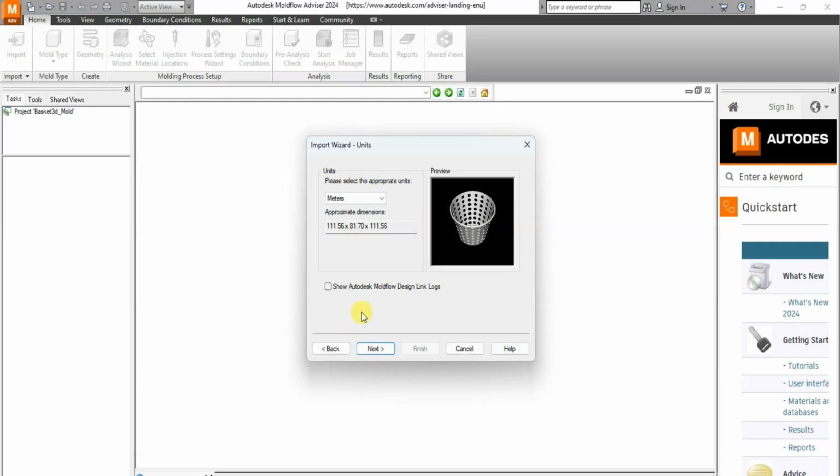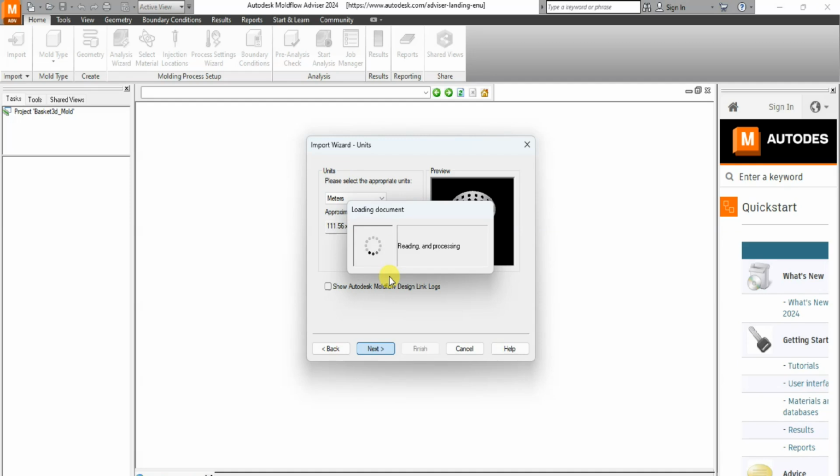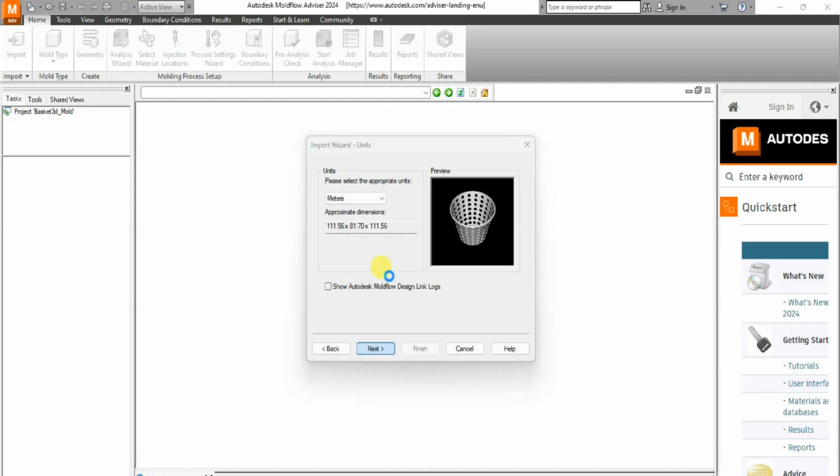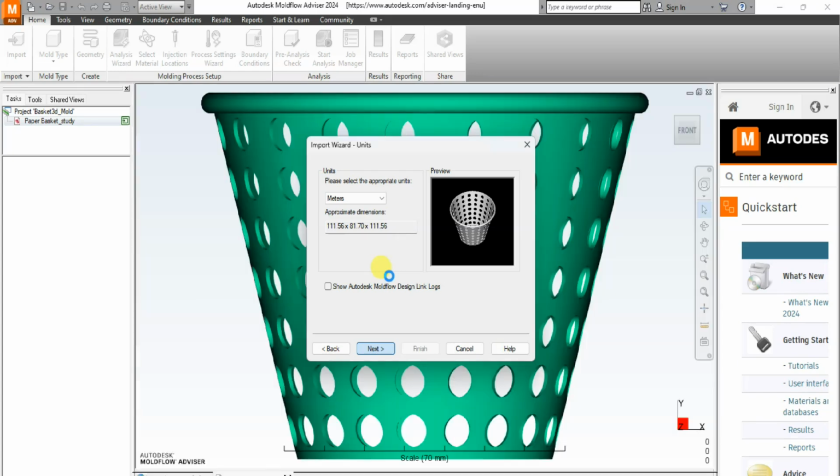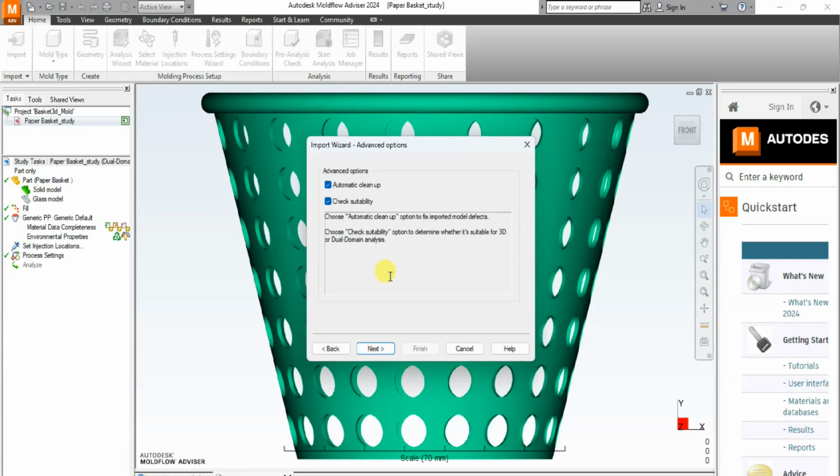The next thing is to of course attempt to import this waste paper basket into the software itself for meshing and analysis respectively. Okay, so you can see that now. You also have the option of the advanced options, the automatic cleanup, the check suitability.